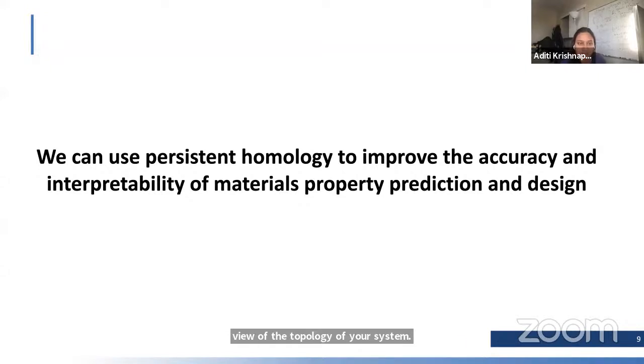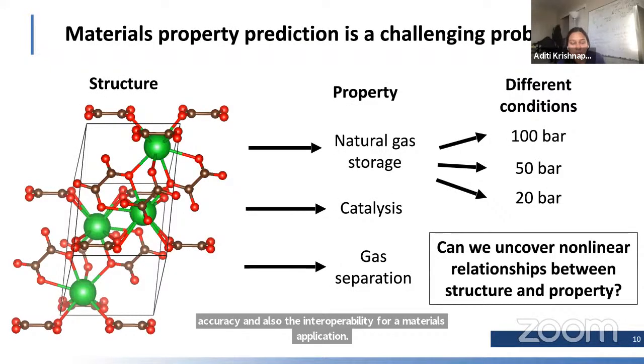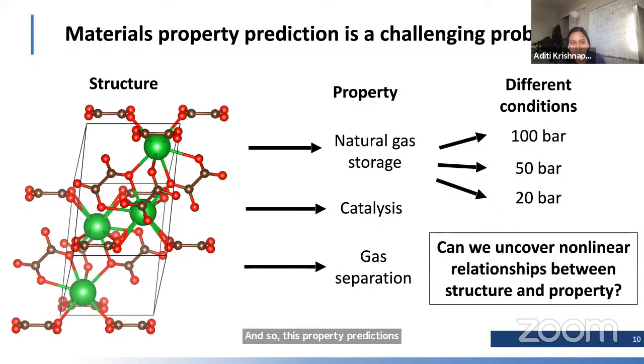So for this next part, I'll talk about how we can actually use persistent homology to improve the accuracy and also the interpretability for a materials application. And so this property prediction task, it's a challenging problem, and this is really the key to why we want to use machine learning, but also can we actually get it to the point where it's useful, we get accurate predictions across a lot of different challenges.